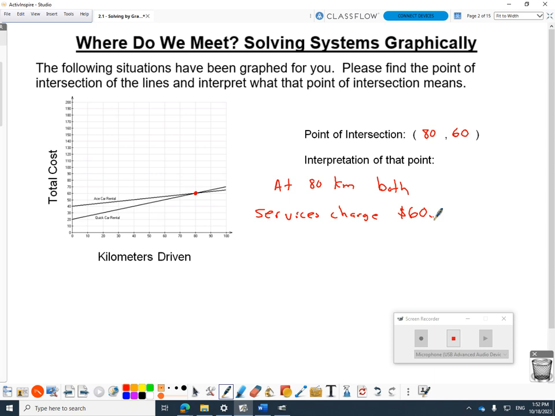When are they the same? Then I can decide which one I want to use. So for instance, if I wasn't going to drive 80 kilometers, if I was only going to drive 40 kilometers, I might use the quick car rental because they charge less before that. If I was going to drive more than 80 kilometers, I might use Ace car rental.